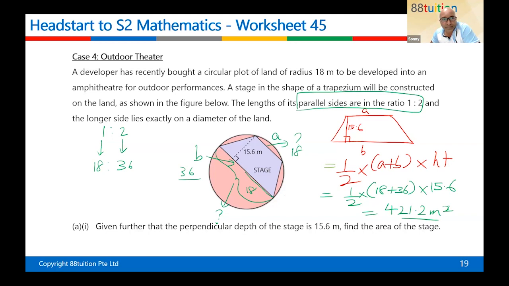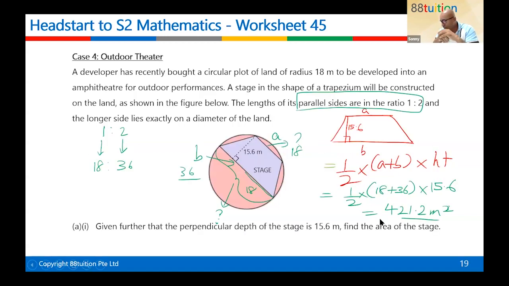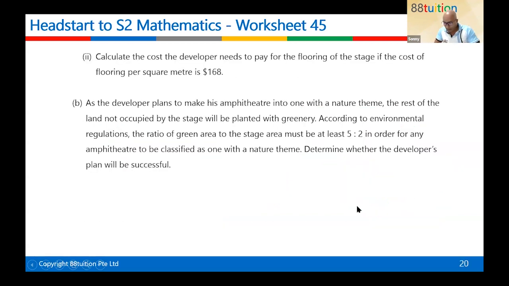Any questions, students? Okay, let's move on to the second part. The second part is easy. If you get the first part right, you can do the second part. Remember the first part: the answer is 421.2 meters squared. You must know the formula for the area of a trapezium. With that, the first part is done. For the second part, you have to use part 1 to answer part 2, because you know the area and the cost is given. So can you guys do part 2?